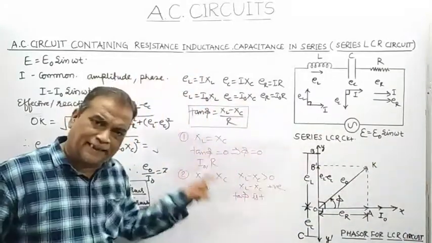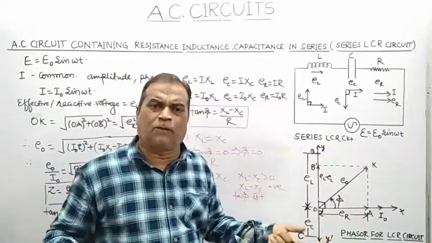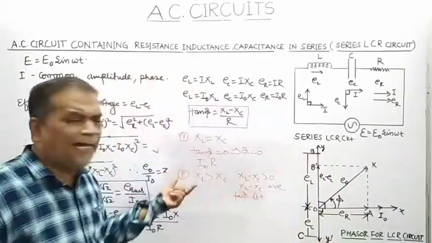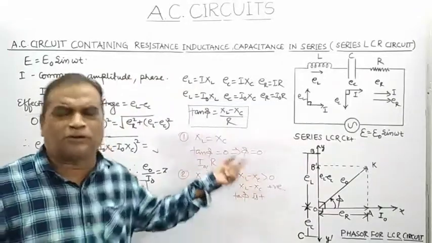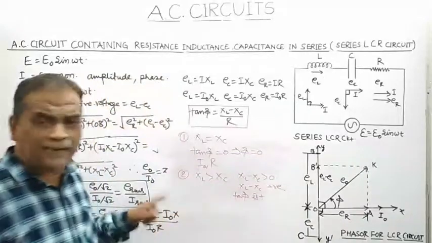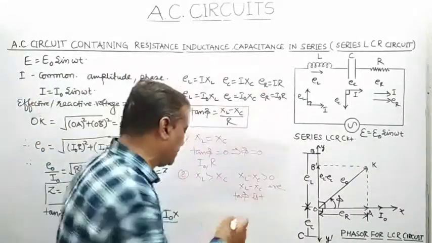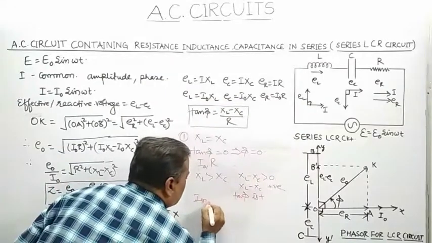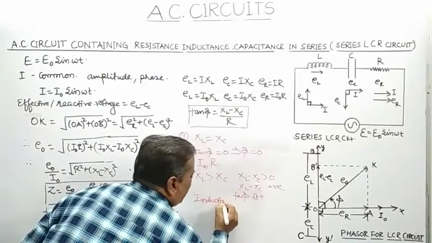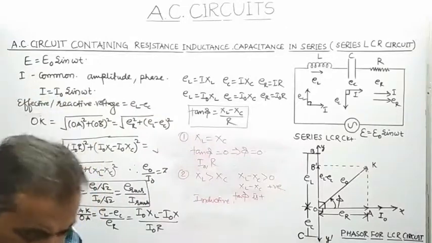When XL is greater than XC, it means XL minus XC is greater than 0, which means tan phi is positive. Phi is positive means tan phi is positive. It means the circuit is an inductive dominated circuit.